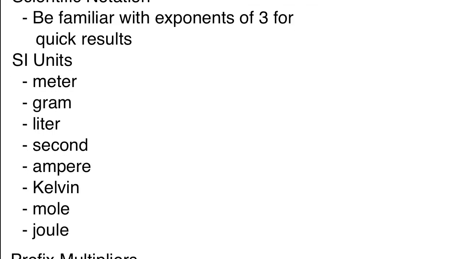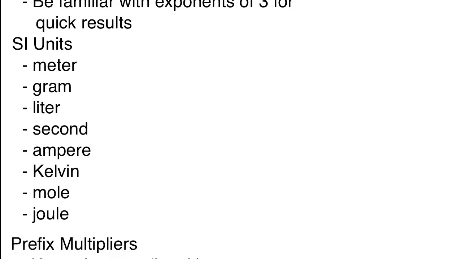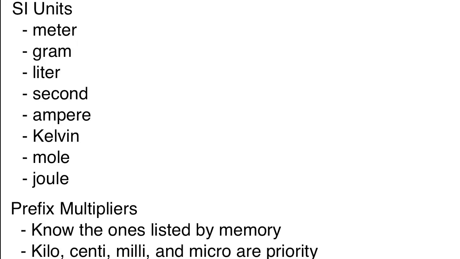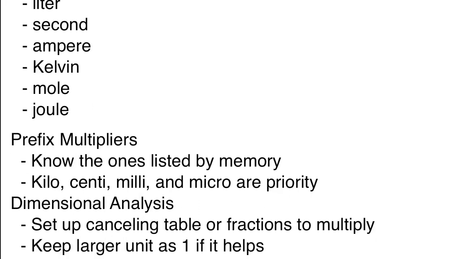Now, for SI units, the main units we discussed were meter, gram, liter, second, ampere or amps, Kelvin, mole, and joule. Those are the standard units that you're going to come across. There are certainly other ones like Celsius or calorie. However, when we are working with the base unit that is accepted all over, those are the ones that we go off of.